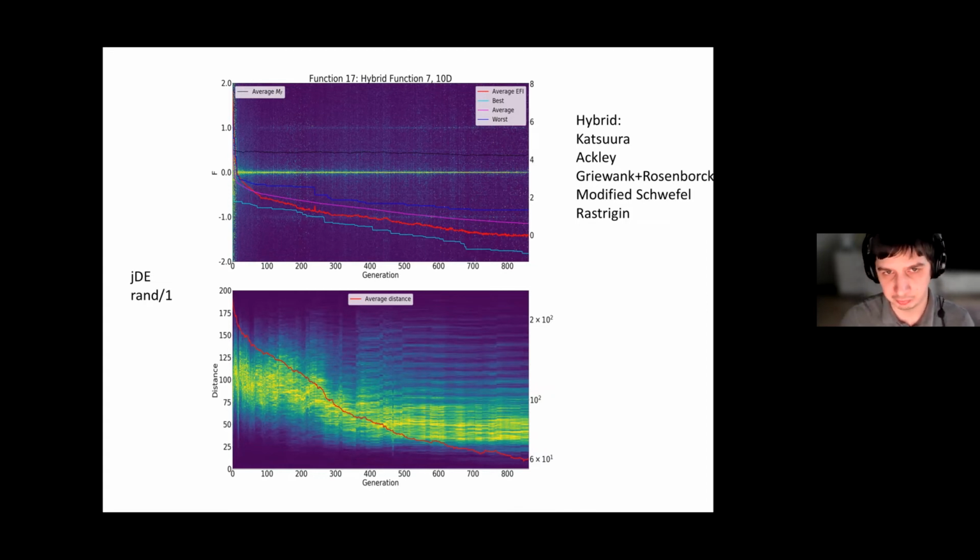So this is some hybrid function with Katsuura, Ackley, Griewank, Rosenbrock, and many others. But there is an important thing here. If you look closely at the upper picture, you can see that there are horizontal lines next to F equal 1, F equal -1, F equal 0.5, F equal 0.66, and so on. So a lot of horizontal lines. And on the lower part, you can see that the population is split into several groups located probably in the local minima.